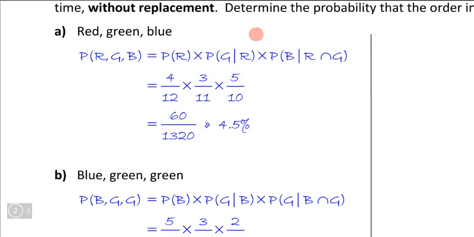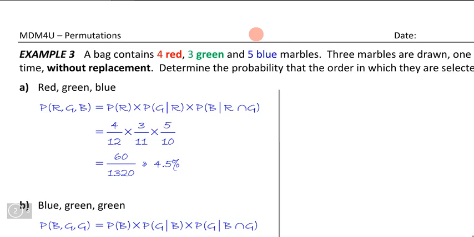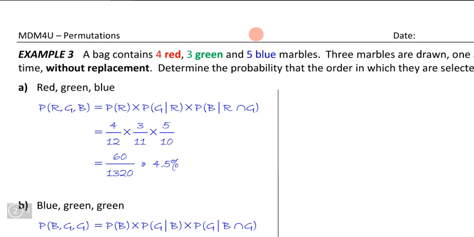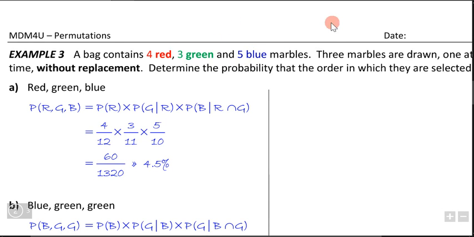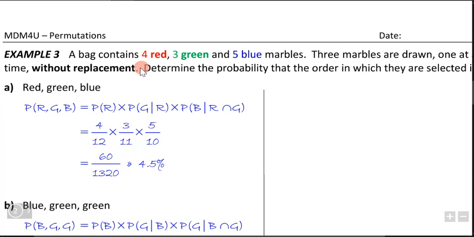Flip the page. Let's look at another one here, without replacement. This is again an example of a dependent event. A bag contains 4 red, 3 green, and 5 blue marbles. 3 marbles are drawn, 1 at a time without replacement. Just like the checkers in the bag example I did a while ago, you're not replacing them anymore. Once you take them out, they stay out. Determine the probability that the order in which they are selected is red, green, and then blue.